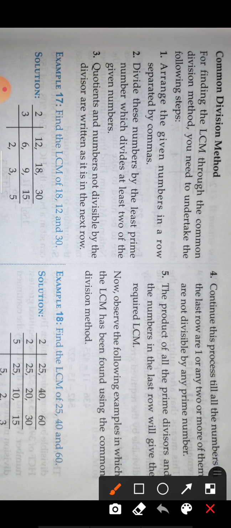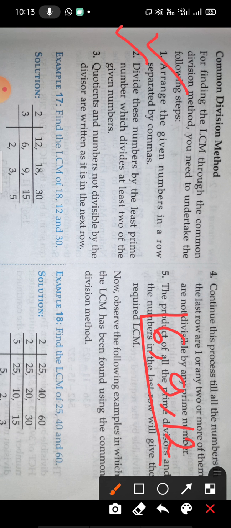In the common division method, what you have to do is first arrange the given numbers separated by a comma. Suppose you have to find the LCM of 6, 9 and 12. So first you arrange the given numbers separated by commas. Now you have to divide these numbers by the least prime number which divides at least two of the given numbers. So you have to divide these three numbers by a prime number.